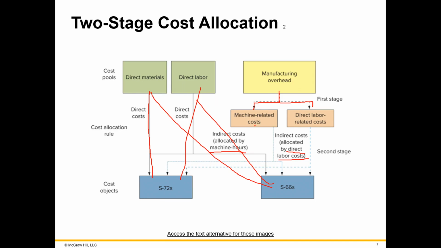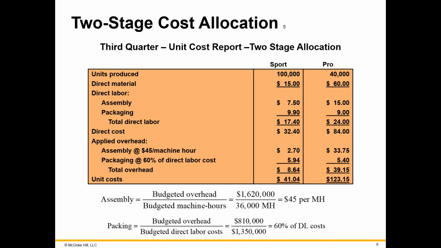And here's another illustration of that. We have our unit cost for direct materials and direct labor. We have a sport model and a pro model of an item. And so for this company, they're splitting up direct labor into smaller subdivisions or departments. So you have your assembly and your packaging costs. And they also split up overhead similarly. They have their assembly costs and their packaging costs.